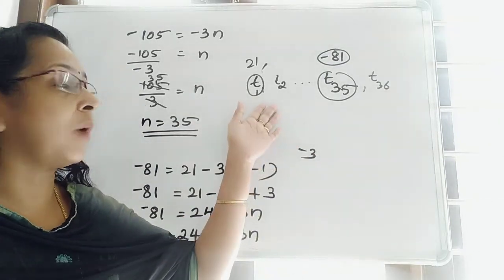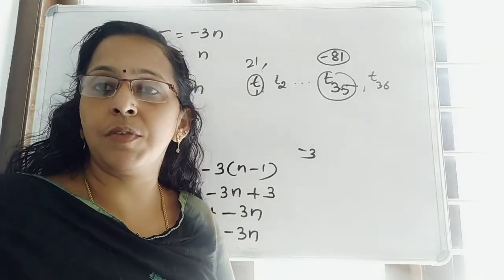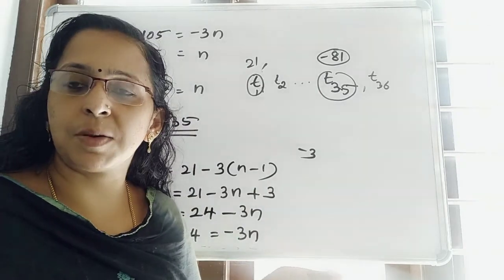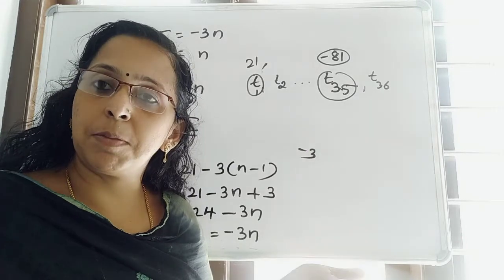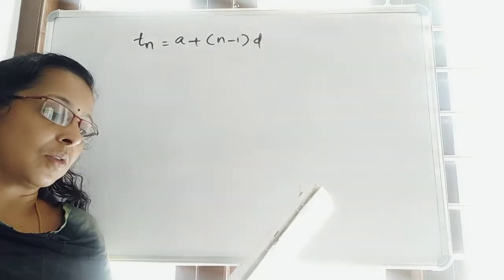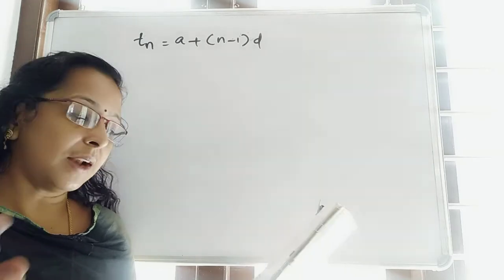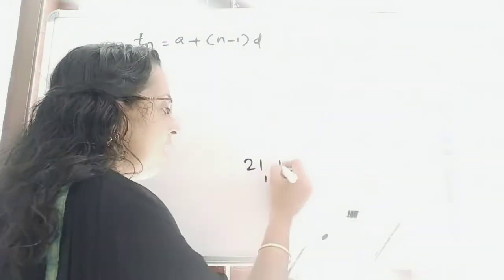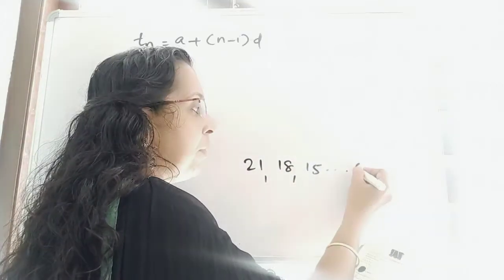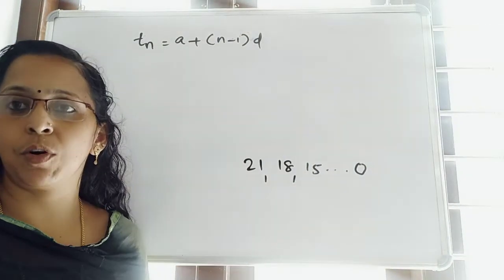So instead of negative 81 in the first part, here we can write Tn as 0. We are assuming that the nth term will be 0. So we can replace Tn as 0. I think the question is clear. Question once again: can any term of the series be 0, in that series 21, 18, 15, etc.? Here we want to find whether any term is 0.